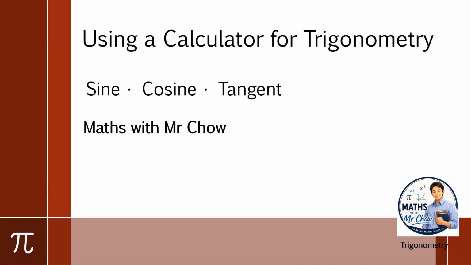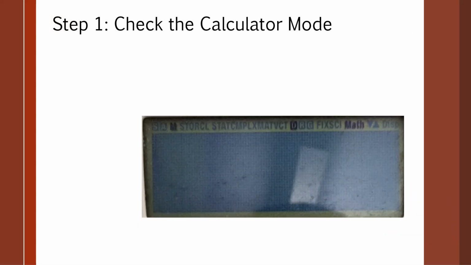In this video, we'll learn how to use a scientific calculator for trigonometry. We'll look at how to calculate sine, cosine, and tangent, and make sure your calculator is in the correct mode. Let's get started. Before using sine, cosine, or tangent, first check your calculator mode.